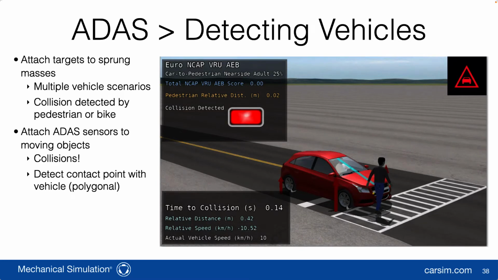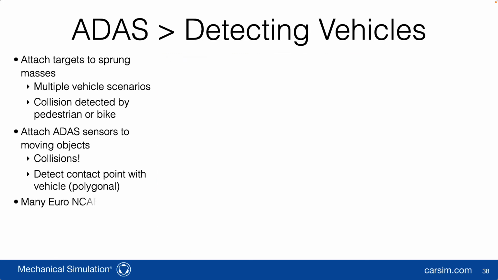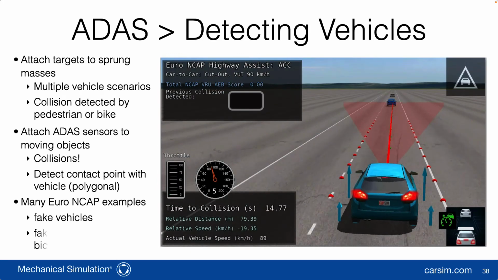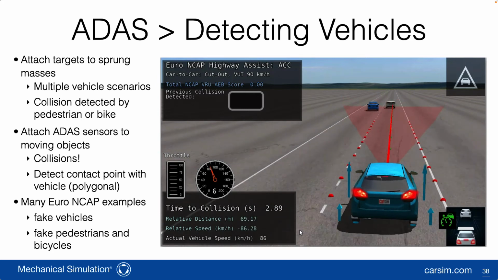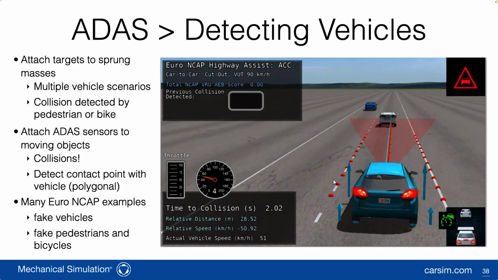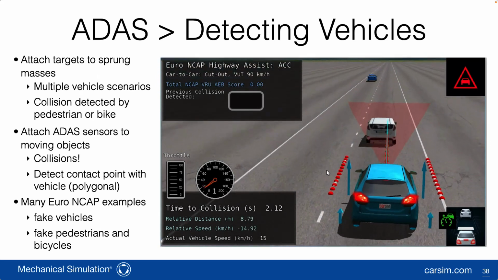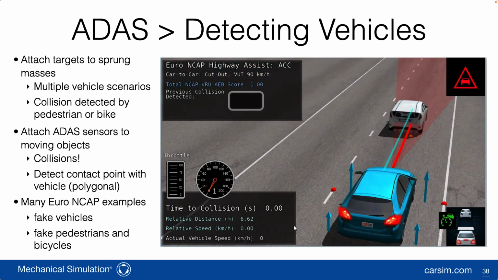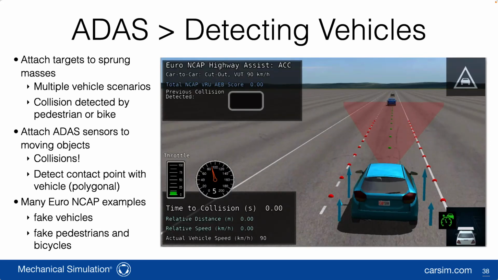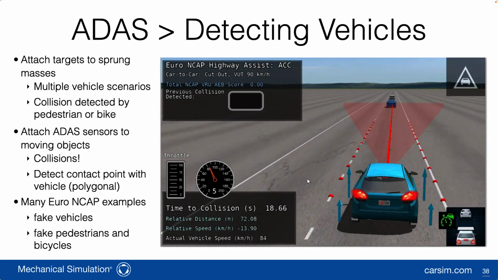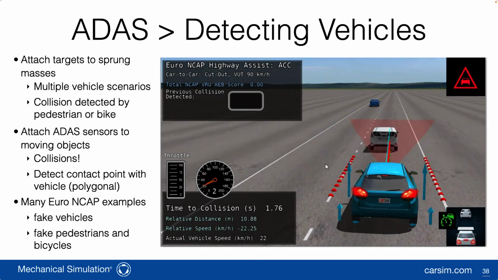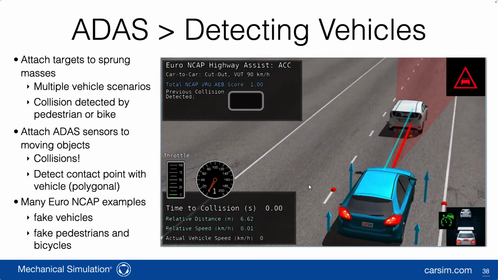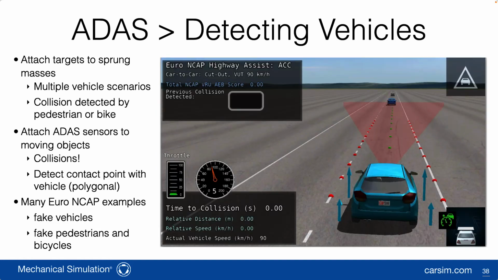We have added more Euro NCAP examples. This is one that is called a cutout. Our car is following a moving object that looks like a vehicle, and the moving object gets out of the way and reveals a stationary object which we would like to not crash into. That's the purpose of the test. So in support of these Euro NCAP things, we not only have some examples, but we have custom animation shapes for the fake vehicles and fake pedestrians and even bicycles.